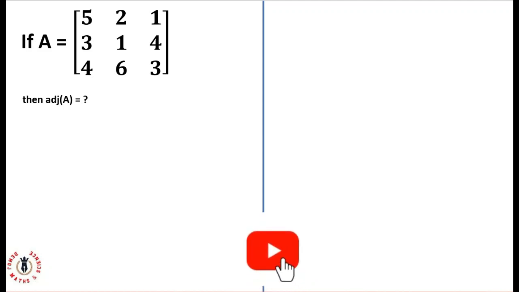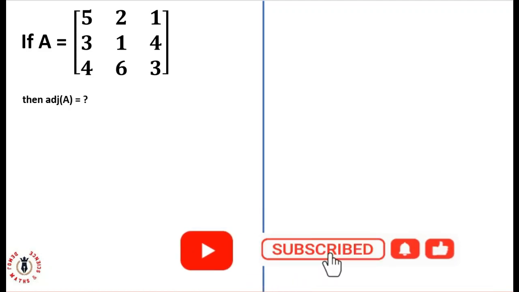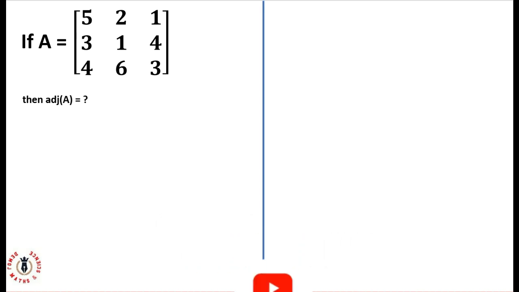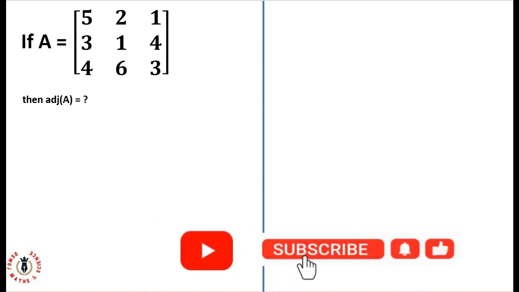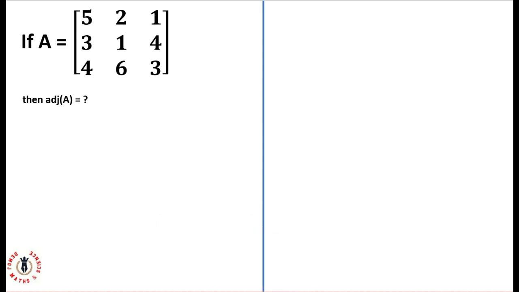To find the adjoint of a matrix, using a 3 by 3 matrix. In case you missed our lessons on matrices, we'll place links in the description for each of the lessons we have done on matrices. Now, let's get started with this example.